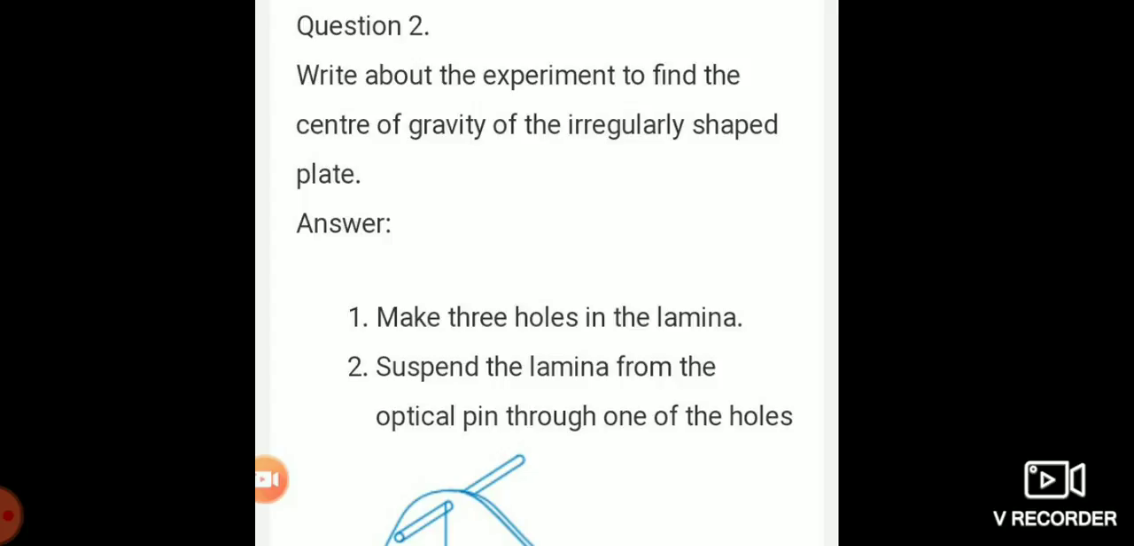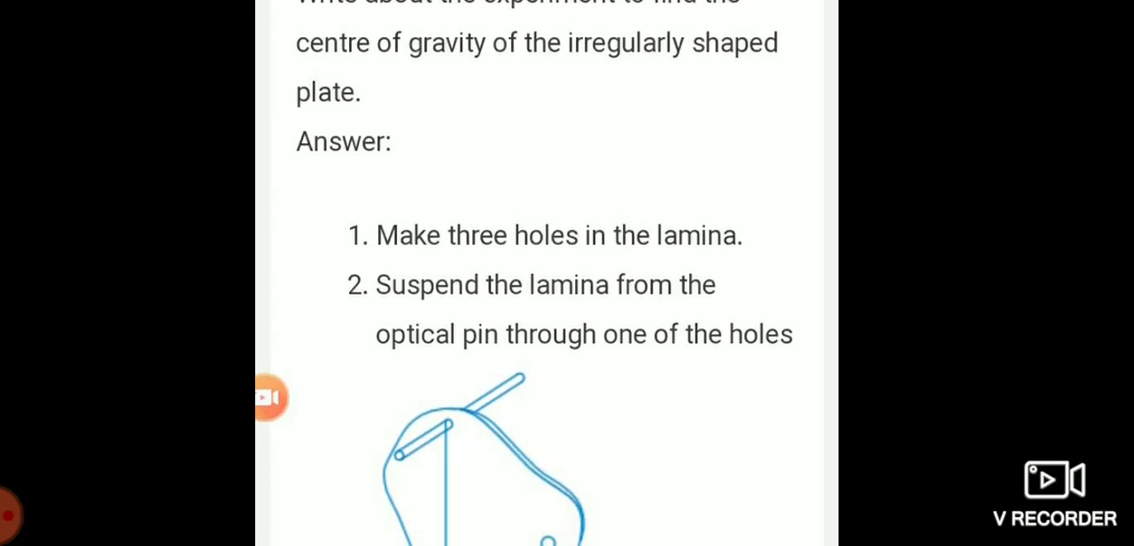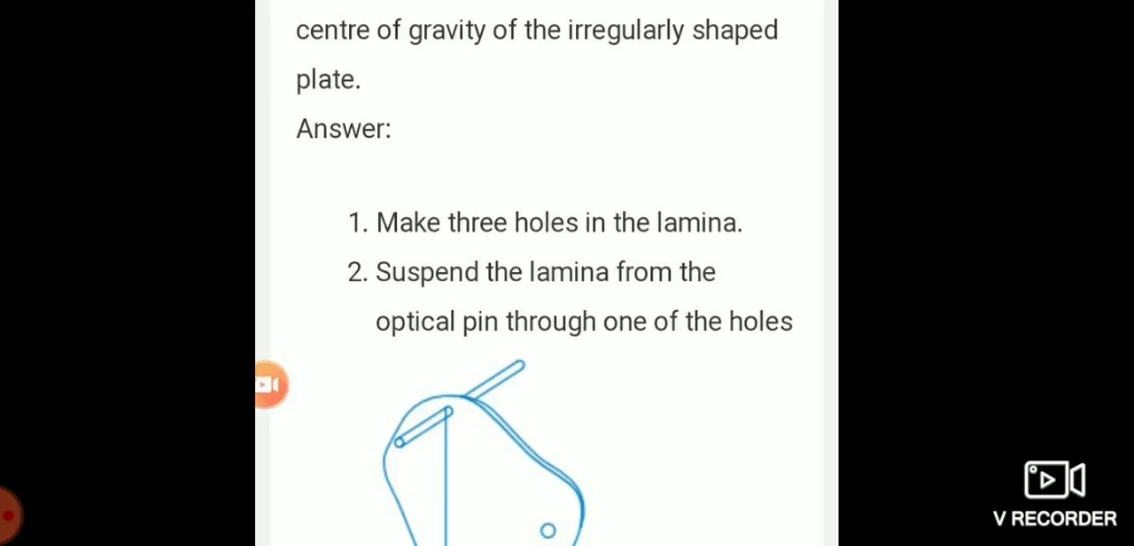Second question is there. Write about the experiment to find the center of gravity of the irregularly shaped plate. Okay, you write this question. Write the answer. Make 3 holes in the lamina.